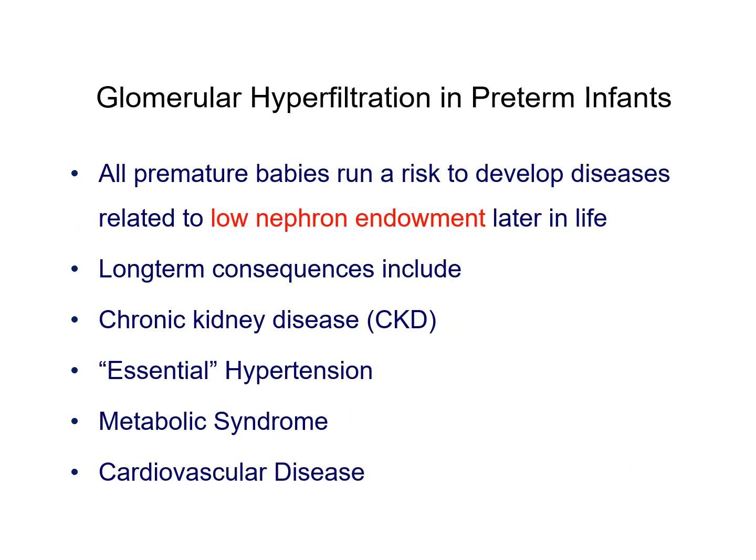Many studies have shown that being born premature with small kidneys may well predispose those babies to chronic kidney disease, hypertension, metabolic syndrome, and cardiovascular disease in adulthood.